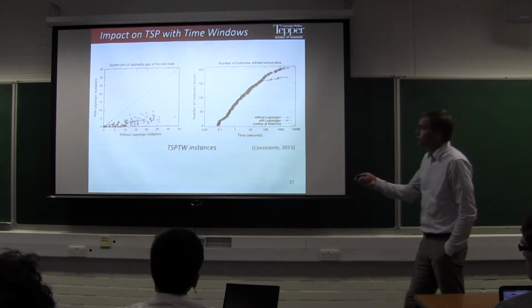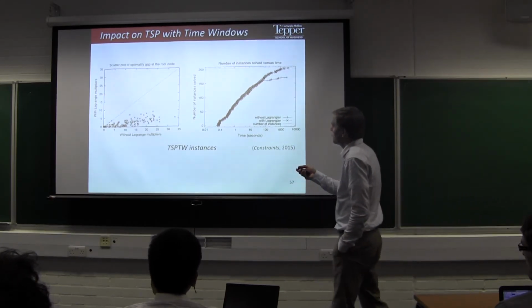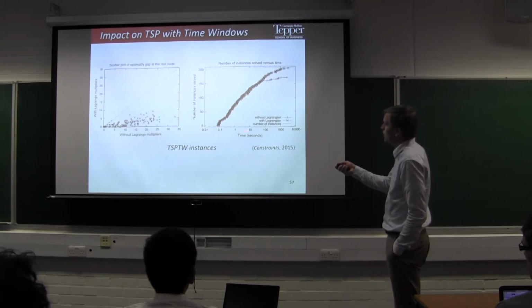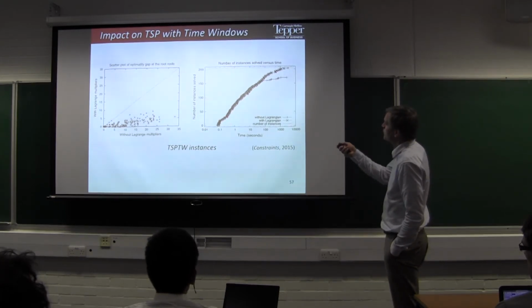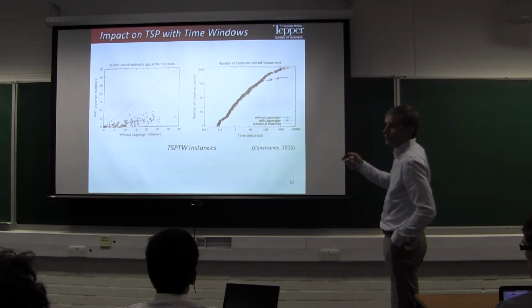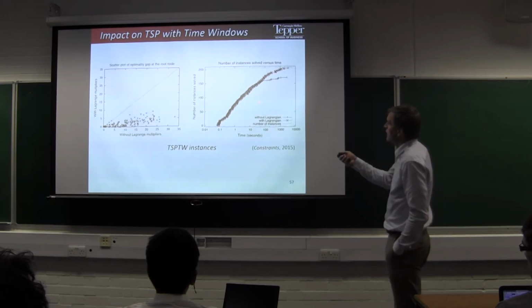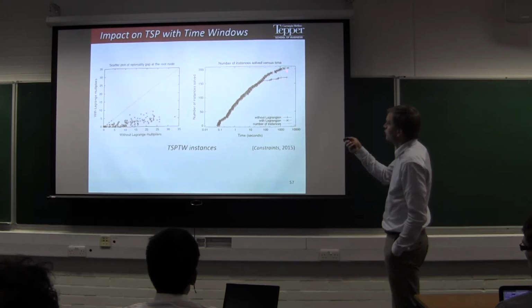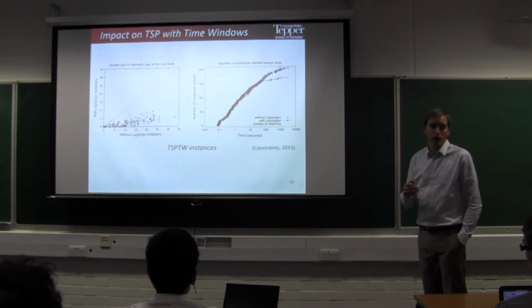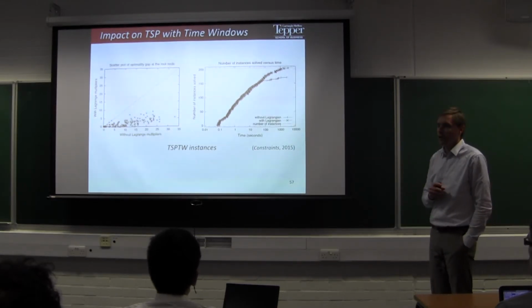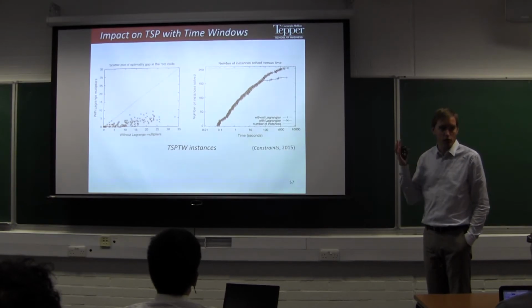So my bound at the root node is much reduced, and this is the number of instances that you can solve over time. So the upper part here is the Lagrangian bound and the Lagrangian propagation, and this one is the standard one. So we can solve many more instances with this approach. And this allows us, with a few other tweaks, to now be competitive with the state of the art for the TSP with time windows.